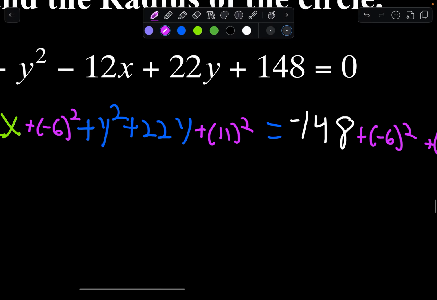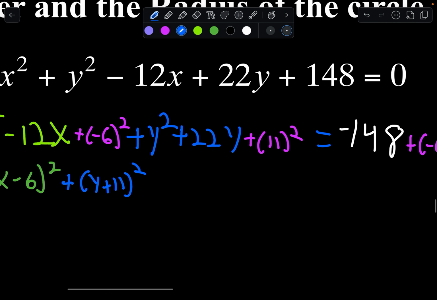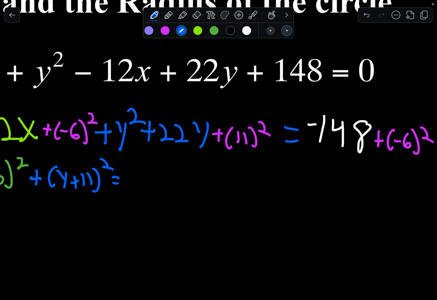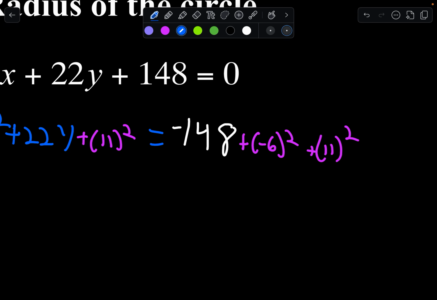Okay? This left side is pretty straightforward. It turns into x minus 6 quantity squared. The blue piece turns into y plus 11 squared. And we just have to figure out what negative 148 plus 36, which is negative 6 squared, plus 121 is. So I'm using a calculator that you can't see. Negative 148 plus 36 plus 121 gives us 9.